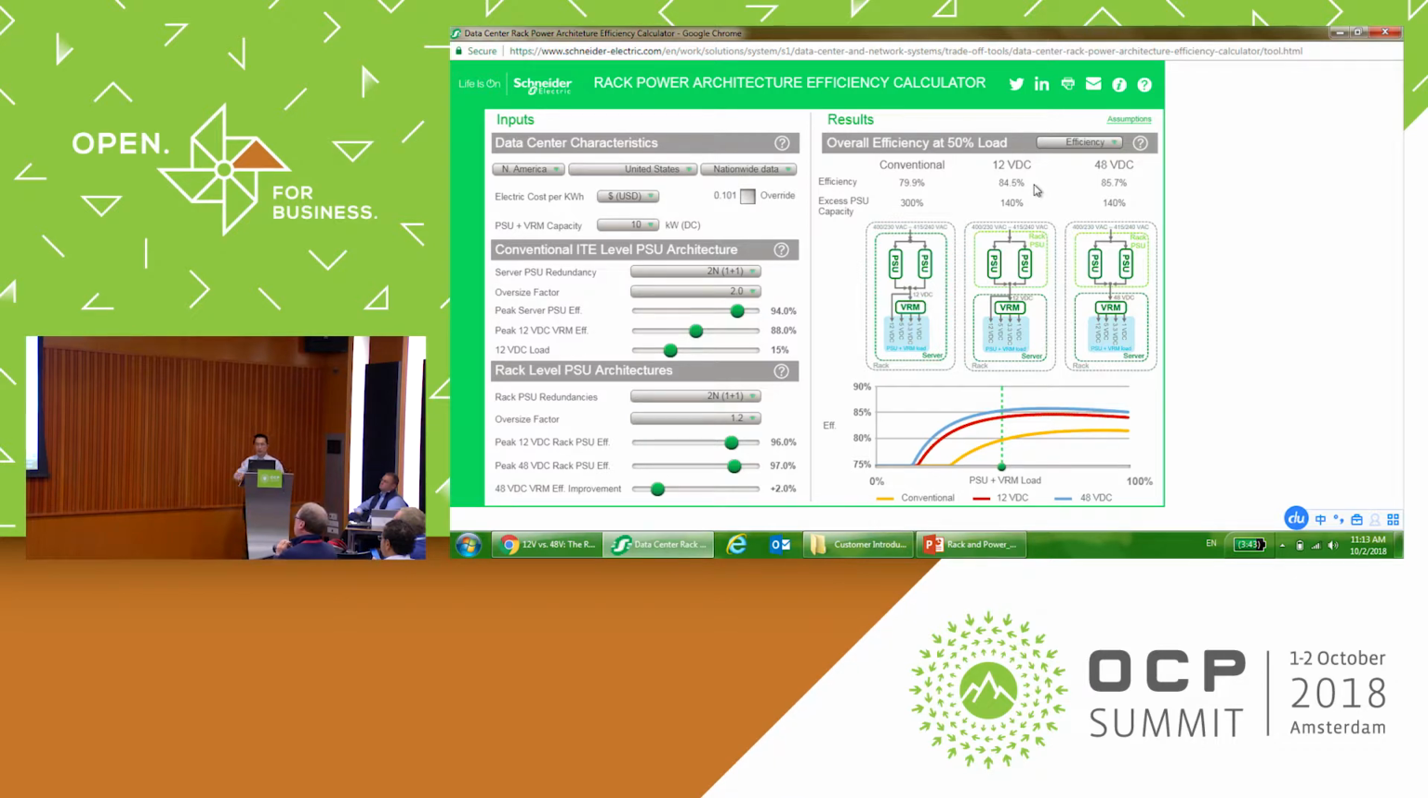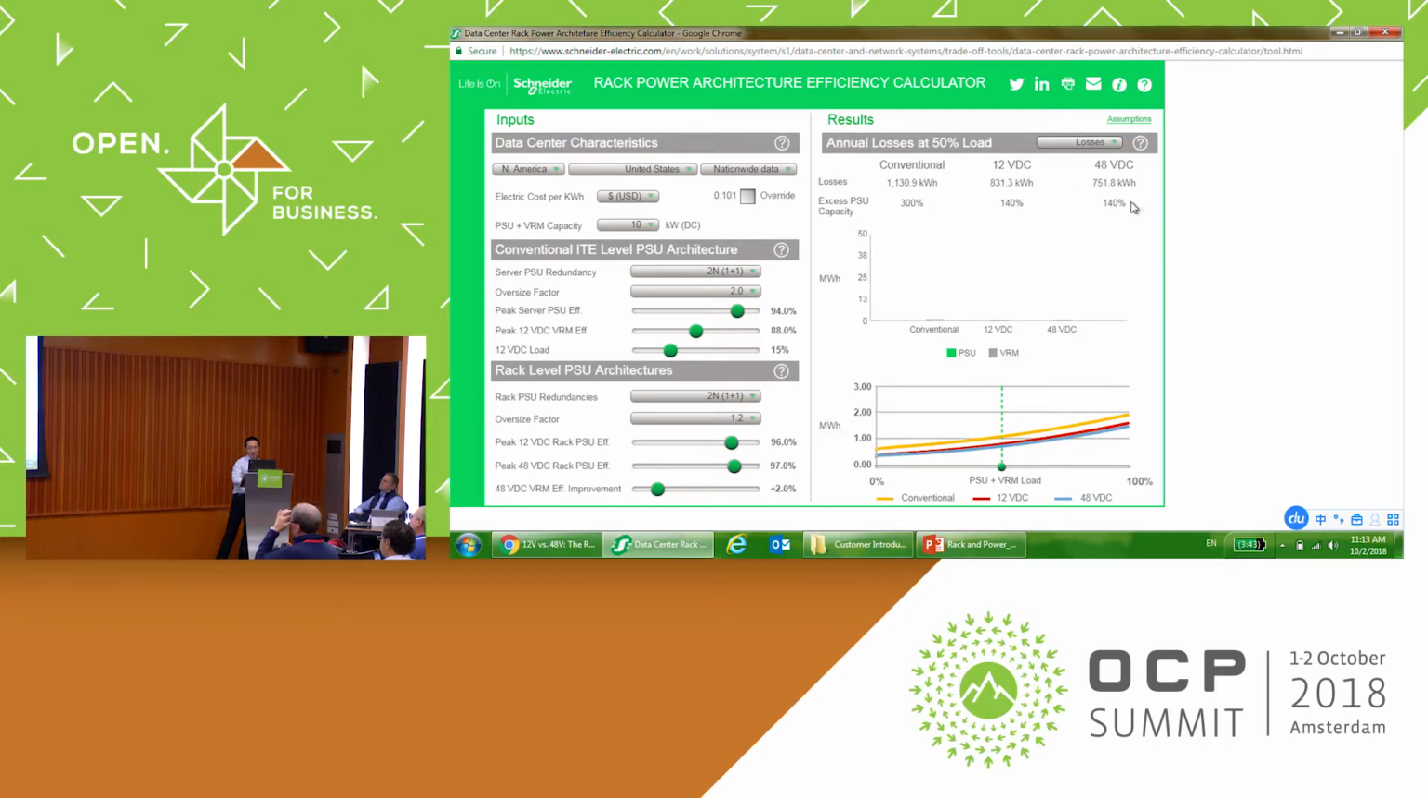From the input to the output, for the 12 volt, actually, here's the efficiency calculation: a gain of almost 4% higher than the conventional traditional one. The 48 volt and the 12 volt are kind of close, but we calculated in the tool here, you also can calculate the energy cost for any year and the loss for that. It makes sense to understand how much loss there is in the whole power supply and the VRMs here. So we have some analysis here.